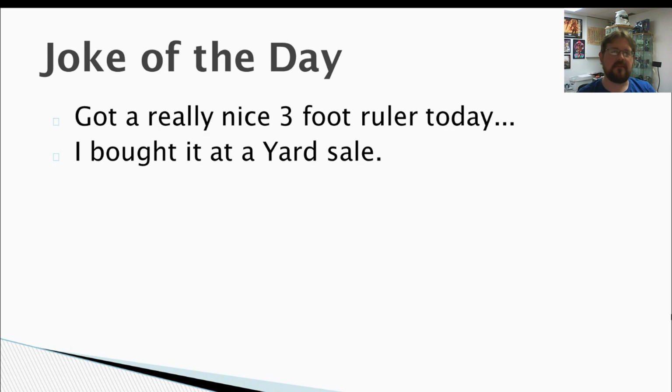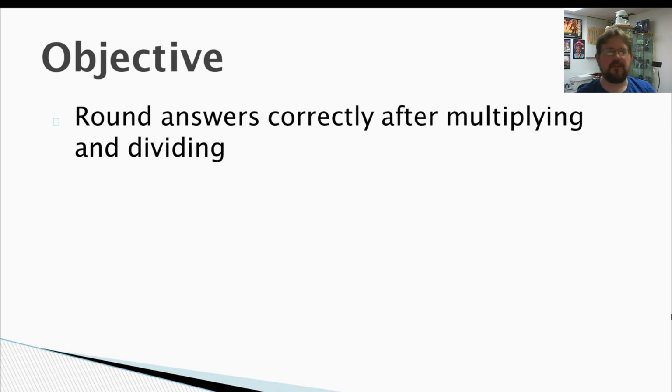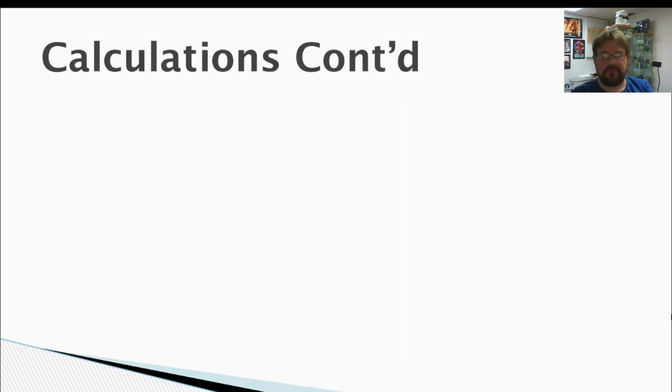I understand. So our objective for today is we're going to round answers correctly after multiplying and dividing. Yesterday, we did addition and subtraction. We've been talking about uncertainty. We've been talking about significant figures. We're going to move on with multiplying and dividing. And by the way, today is when those significant figures come back. Okay, you ready? It is more math today. And actually, it's going to be a lot more math going forward. Sorry, but it's what we got to do.